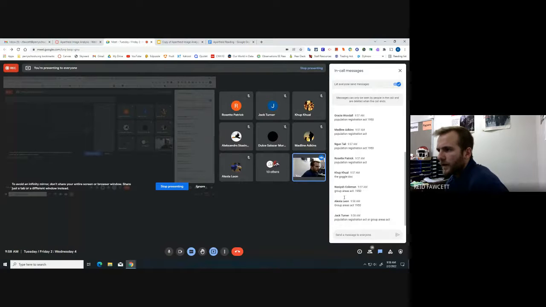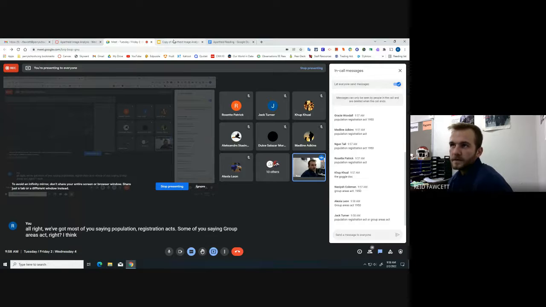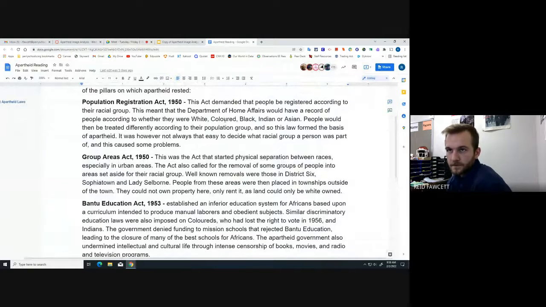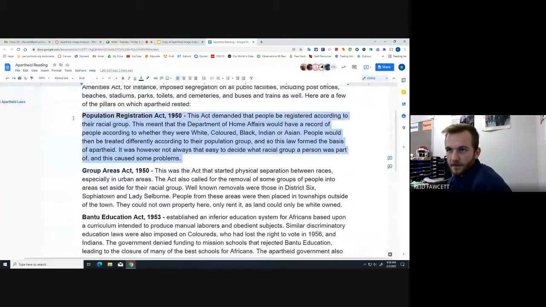All right, we've got most of you saying Population Registration Act, some of you saying Group Areas Act. Okay, I think we're on the right track because those are the two that I would say are the possible answers. So you should either have Population Registration Act or Group Areas. I don't care which one you do. I'm going to do Group Areas Act.